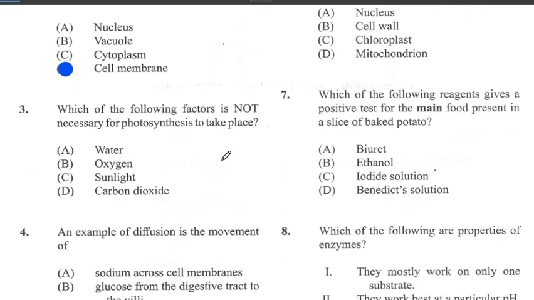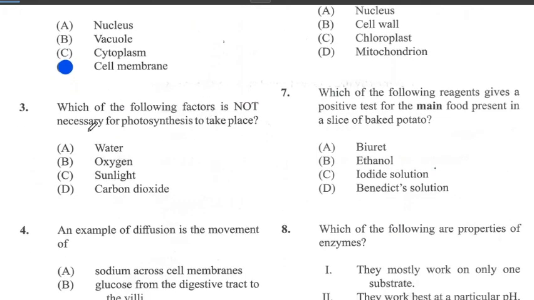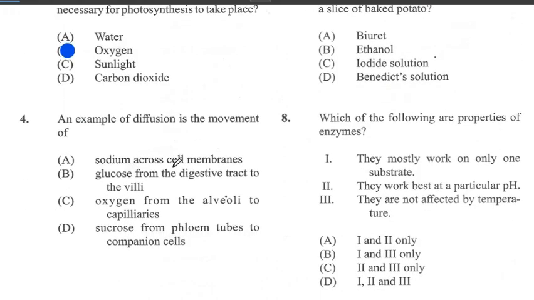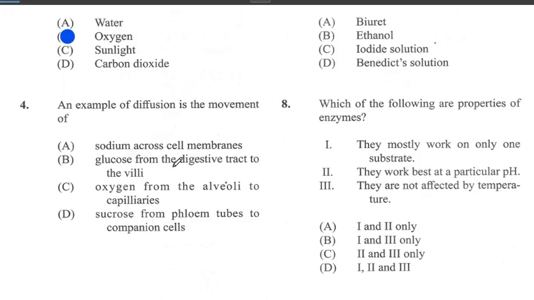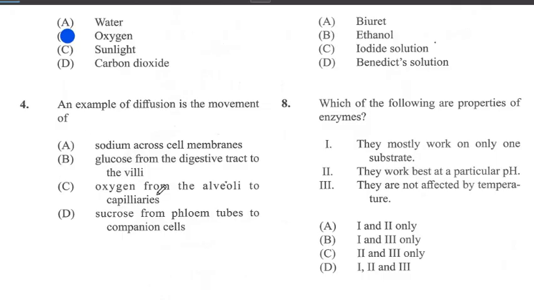Which of the following factors is not necessary for photosynthesis to take place? That would be oxygen, which is not necessary. An example of diffusion is the movement of oxygen from the alveoli to the capillaries. We do know that diffusion does occur in the capillaries. So with the inclusion of alveoli, we could not think of that immediately.